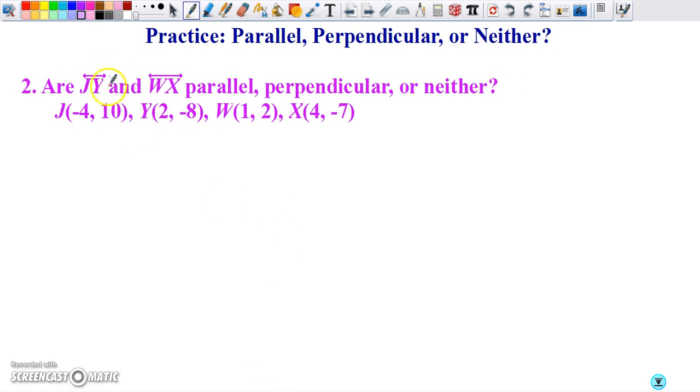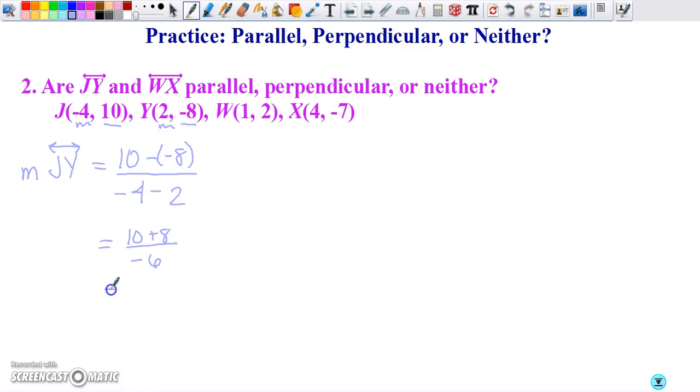So one more example of this type. So we'll do the slope of line JY, and it's very important that you write these things correctly. So 10 minus a negative 8 divided by negative 4 minus 2. So 10 minus a negative means really 10 plus 8 divided by a negative 6. So we get 18 over a negative 6. So the slope of line JY is a negative 3.